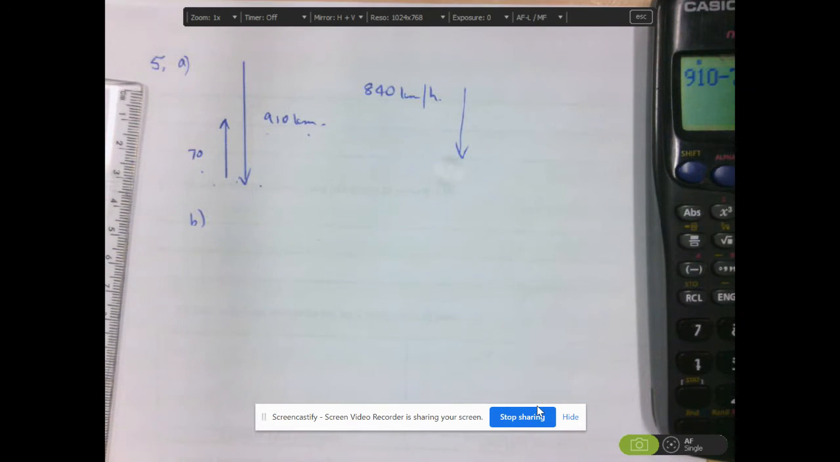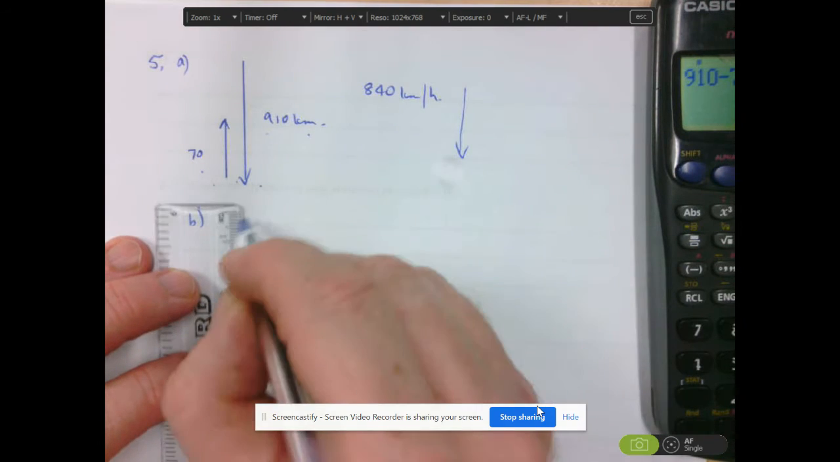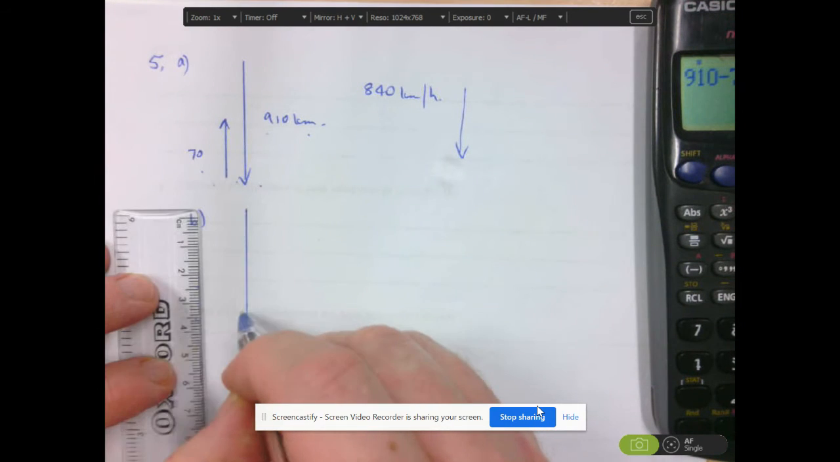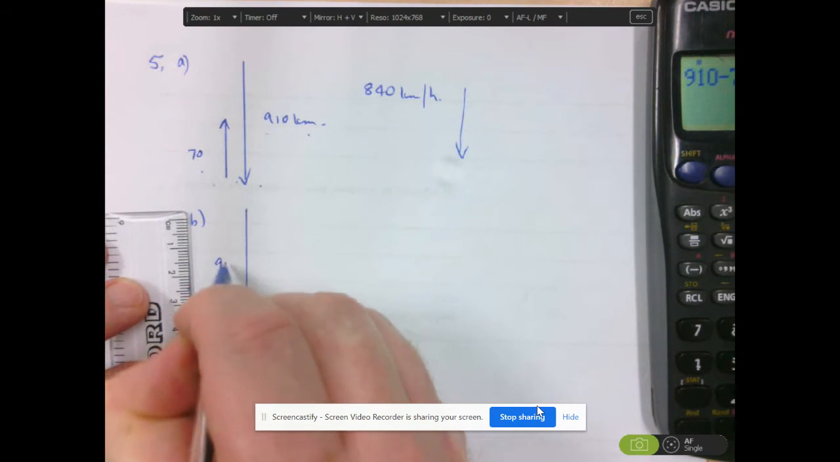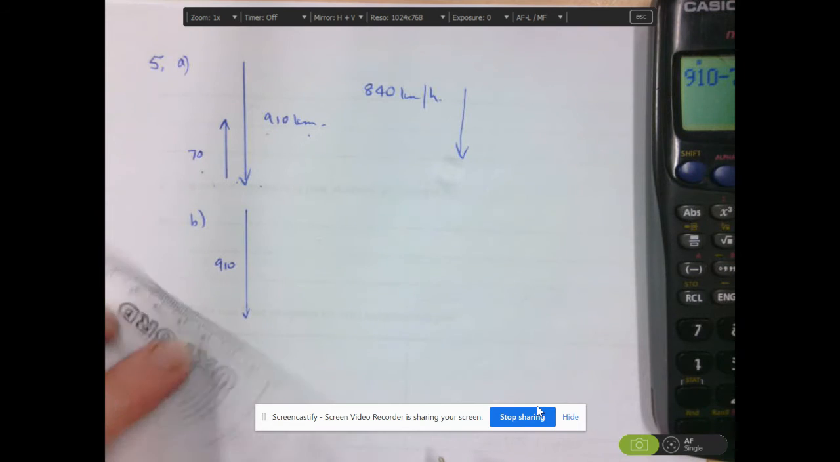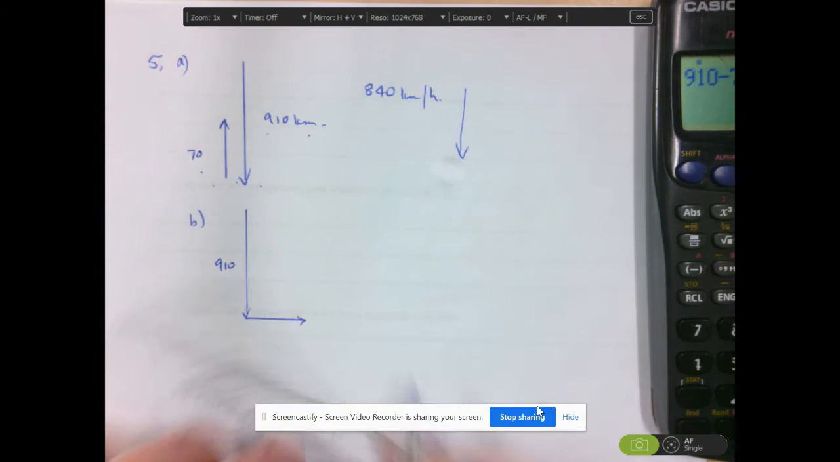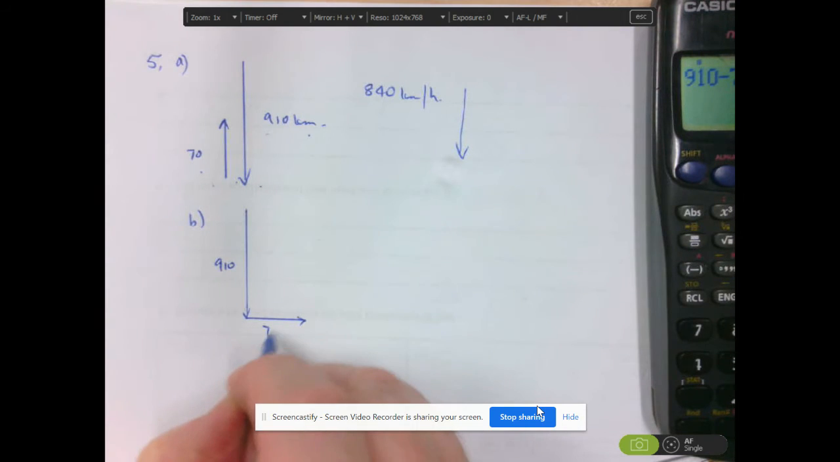B's asking us what happens instead if it's not head on, but it is side on. So once again, we are travelling south at 910 kilometres per hour, and we meet a 70 kilometres per hour wind directed towards the east. What would be the resultant velocity of my plane?